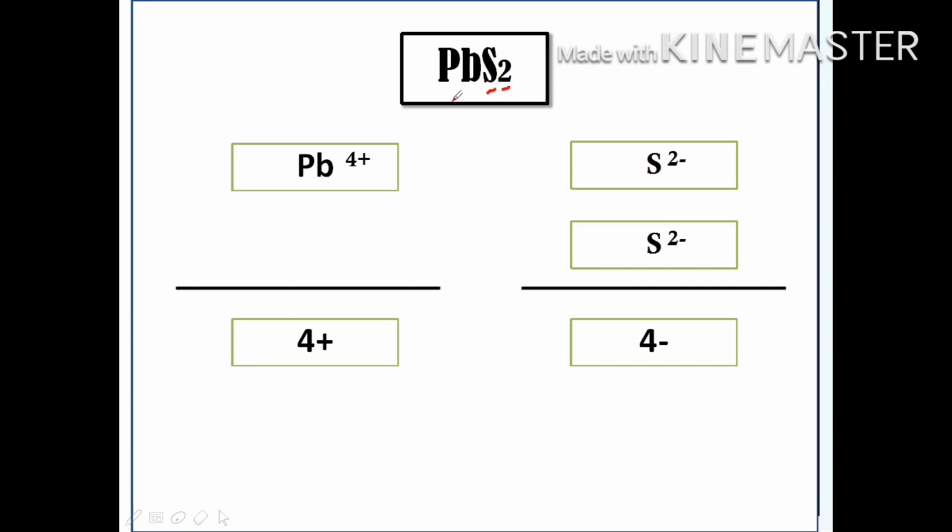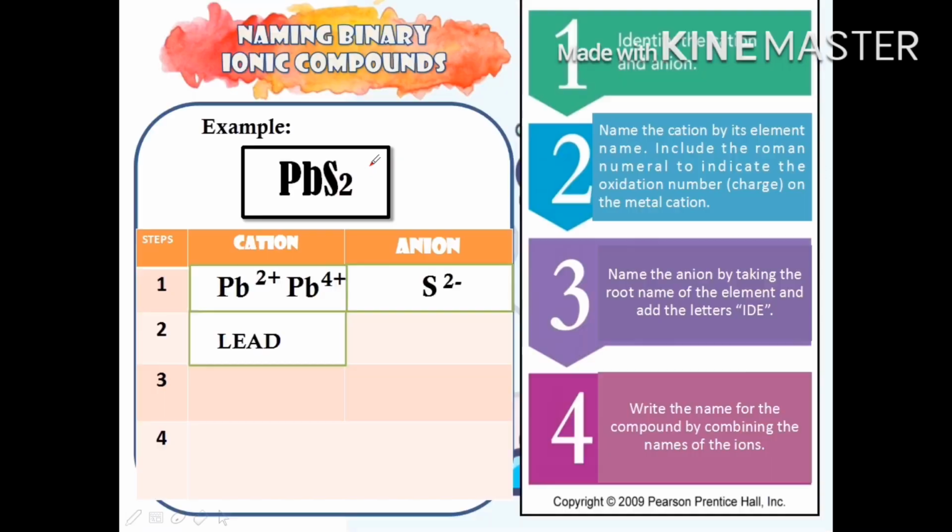Right, it has a charge of 4 plus to have a total positive charge of 4 plus, making this compound PbS2 a neutral compound. So then the charge of Pb or lead is 4 plus, and we have to indicate this in the name of the cation. So the name of the cation in this compound PbS2 is lead 4, and the 4 must be in a Roman numeral. Right, so we're done with step number 2. Let's proceed to step number 3.